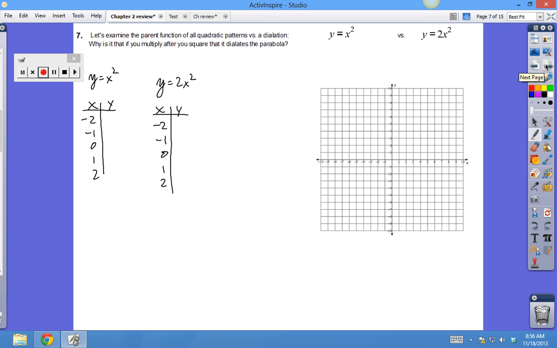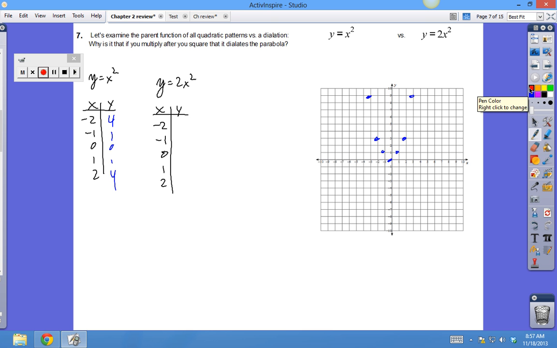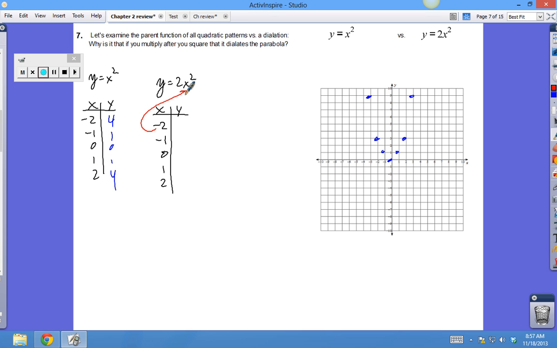Okay, what about a dilation? What if you take all these answers, so 4, 1, 0, 1, 4, 0, 0, 1, 1, left 1 up 1, over 2 up 4, left 2 up 4, over 3 up 9, left 3 up 9. Now, what if we take your answers? The first thing you do is square it. You don't times until after you square. So I'm still going to get my same answers, 4, 1, 0, 1, 4. But then after you get your answer, double it. Times it by 2, times it by 2.